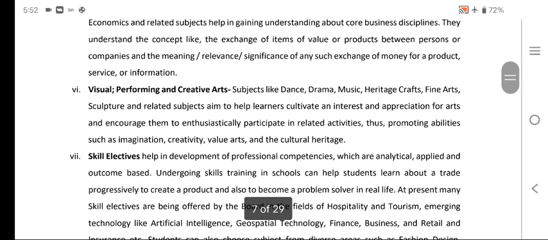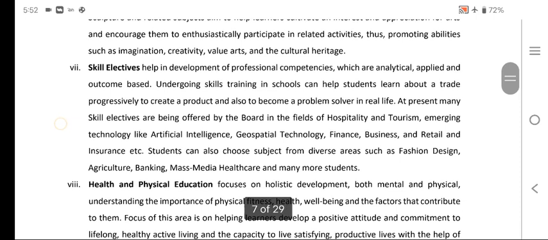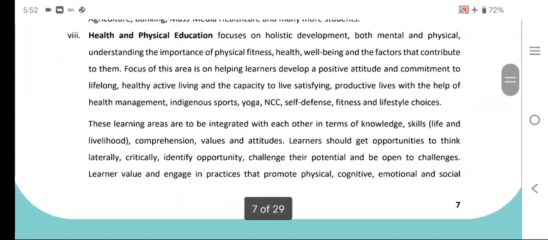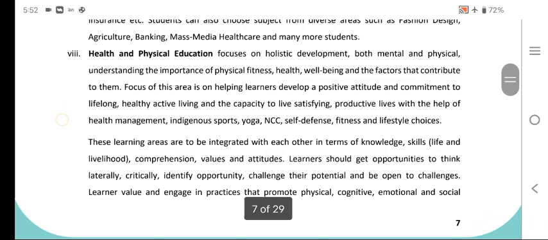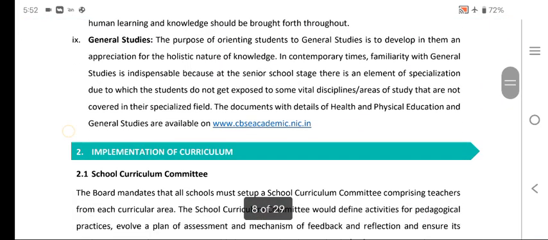In the performing art area, the subjects are dance, drama, music, heritage craft, fine arts, sculpture and related subjects. And skill subjects are very important. Students can take skill subjects like artificial intelligence, a very good and emerging subject, finance, business, retail. Many skill subjects are there, and CBSE is offering many skill subjects as well. Health and physical education, as we already know, is compulsory and internal marks will be given on this basis.